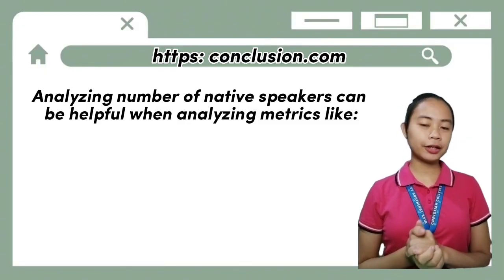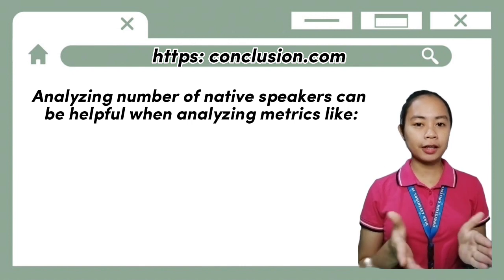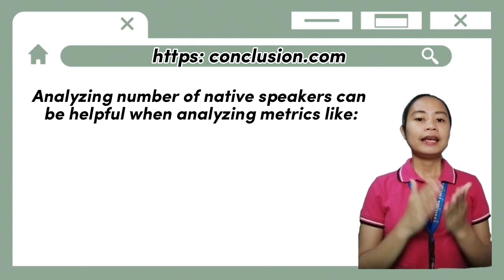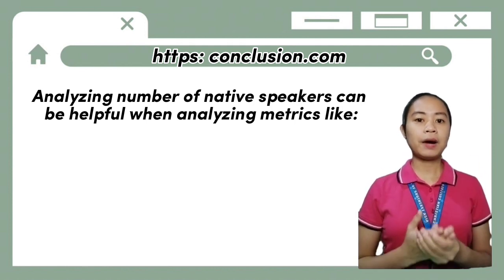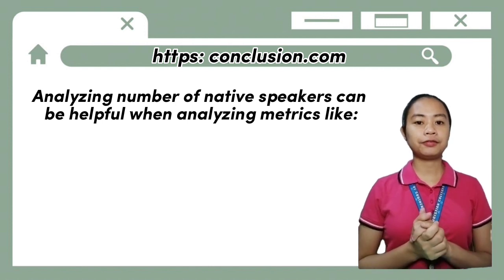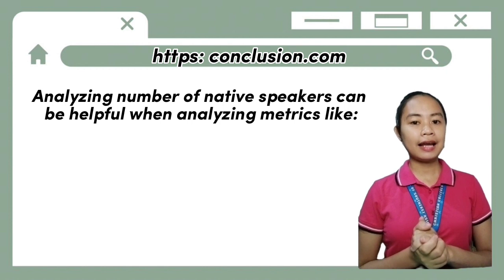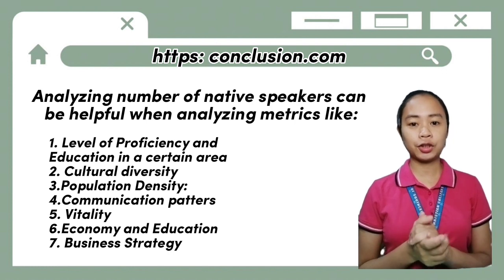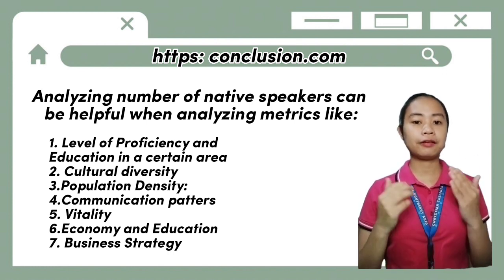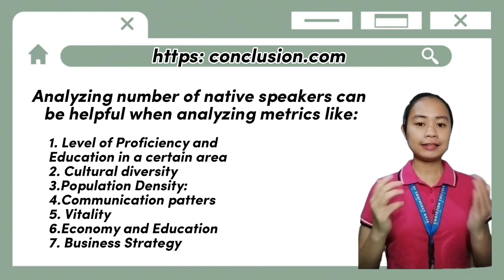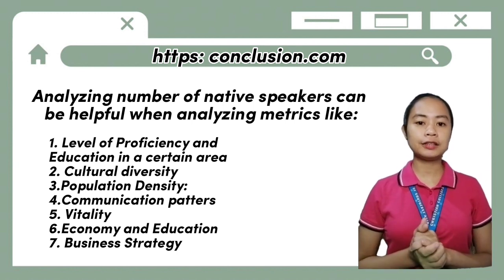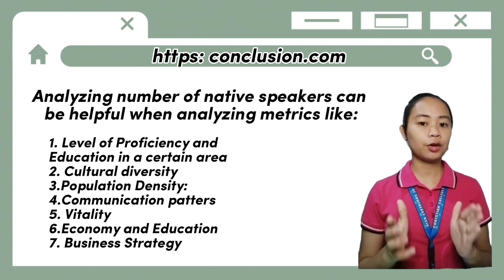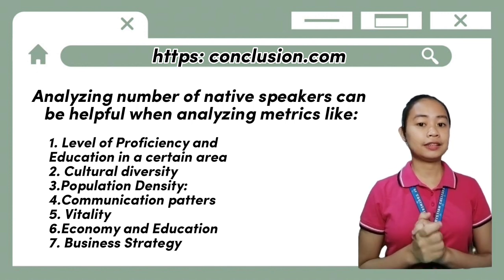In conclusion to my report, understanding the number of speakers of a mother language is a key piece of information for understanding the diverse communities that make up our world. Analyzing the number of native speakers can be helpful when analyzing metrics like first, level of proficiency and education in a certain area, second, cultural diversity, third, population density, fourth, communication patterns, fifth, vitality. The vitality of a language refers to its usage and the number of people that speak it.